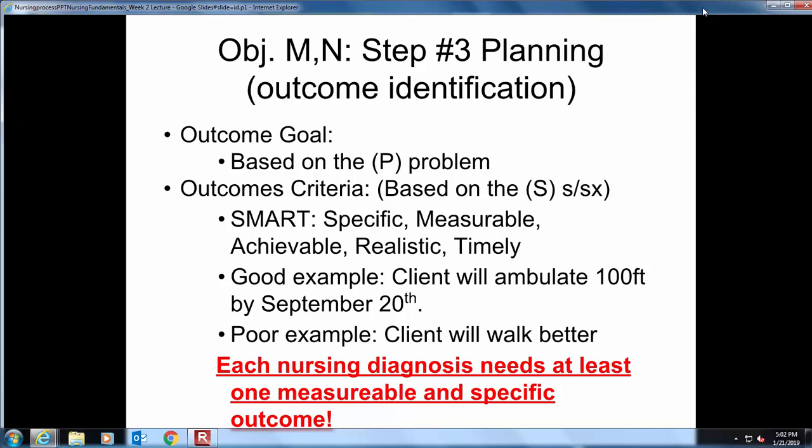Again, the outcome criteria is SMART and based off of the S, or the as evidenced by, and the outcome goal is broad and is related to the P, problem, in the PES nursing diagnosis statement.